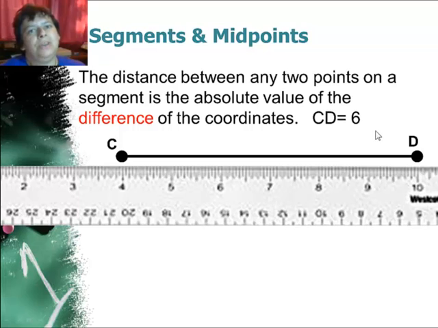Now, the ruler postulate also lets you go the other way by using absolute value. 4 minus 10 is negative 6. But if I use absolute value, because distance should not be negative, that makes it 6. And remember, you learned about absolute value, should have been in 7th grade.